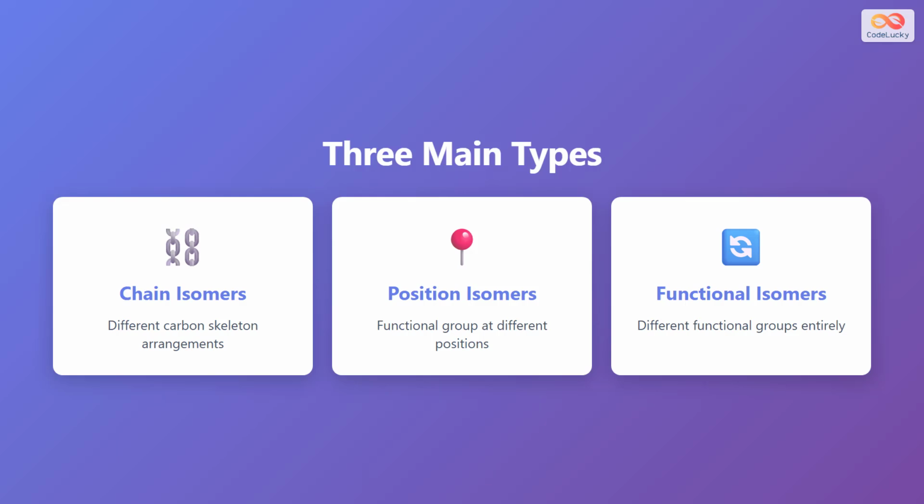There are three main types of structural isomers. First, chain isomers, which have different carbon skeleton arrangements. Second, position isomers, where the functional group is located at different positions on the carbon chain. Third, functional isomers, which have entirely different functional groups. Each type represents a unique way that atoms can be connected differently.